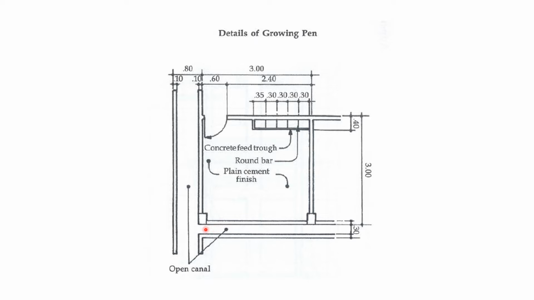So yun. And then dito sa likod ng pen mo, meron kang kanal kung saan doon pupunta lahat ng manure at saka urine mo. So ganun yung itsura ng isang growing pen.